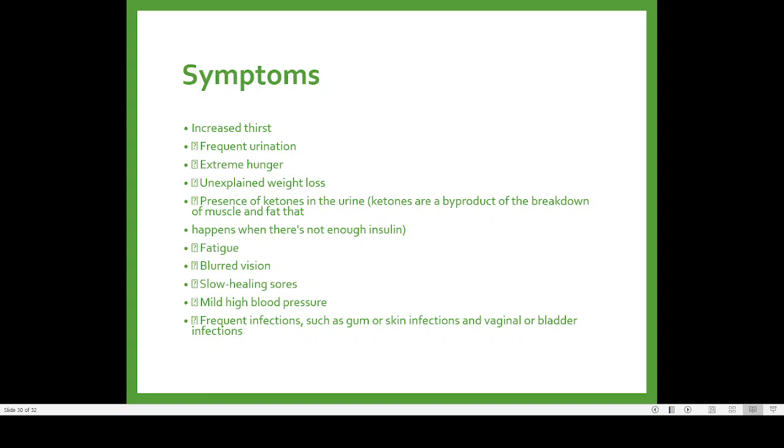Then another problem is fatigue. Fatigue means extreme tiredness, because the body feels that you are not eating anything. Then there is blurred vision, because diabetes is a disease which is affecting all the systems in your body. Every system in your body will be affected by diabetes. So it will also be affecting your eyes, especially your retina. There is a type of disease known by the name diabetic retinopathy.